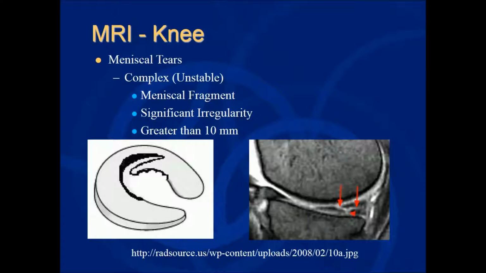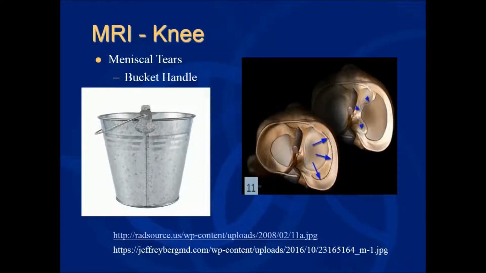A complex tear is considered unstable, can be associated with a meniscal fragment, significant irregularity, meaning there's tears moving in more than one dimension. Sometimes it can almost look like a comminuted fracture, or a tear that extends for a length of 10 millimeters. You could describe as complex.